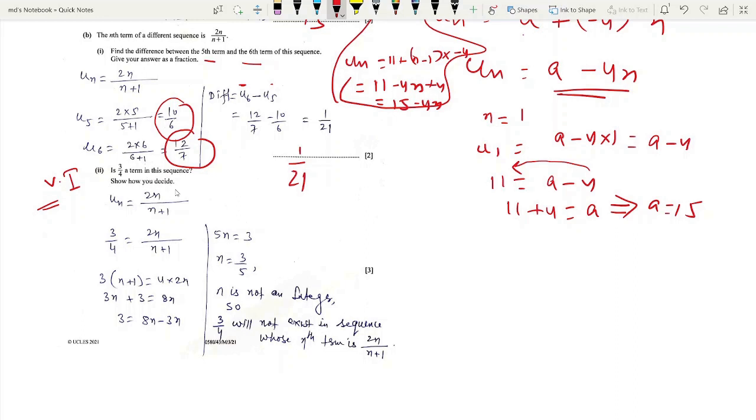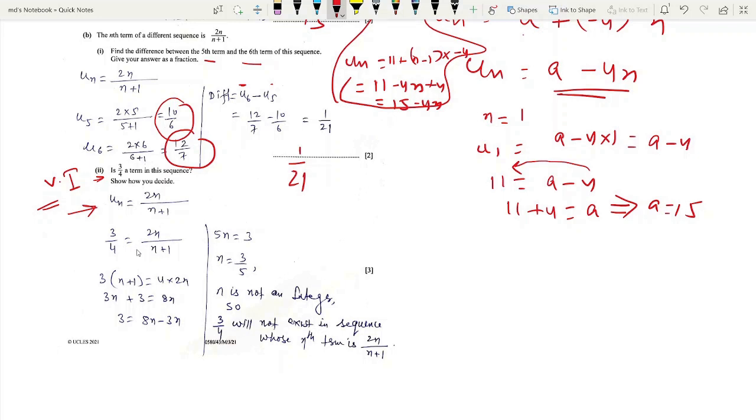Show how you decide. So students, this is the nth term, right? Un is 2n over n plus 1. And a term is given to us, which is 3 over 4. So I am going to consider this is one of the terms. I don't know whether this will exist or not. So that we have to show. Is 3 over 4 a term in the sequence? I mean, will 3 over 4 exist in that sequence or not? I don't know. So I have just considered the nth term as 3 over 4, which is 2n over n plus 1.